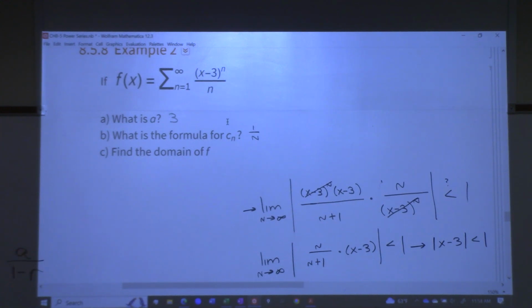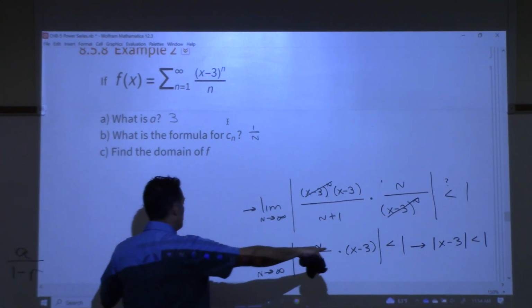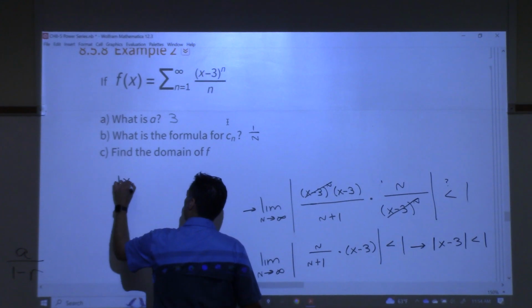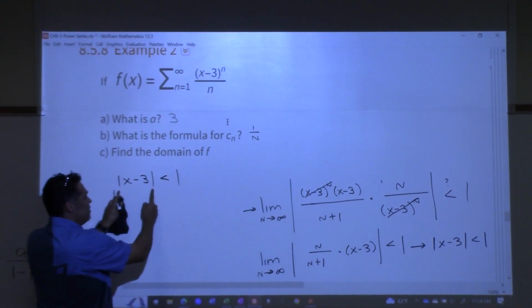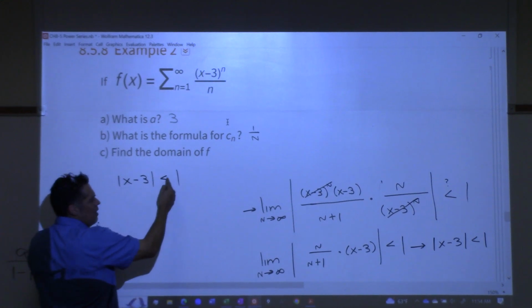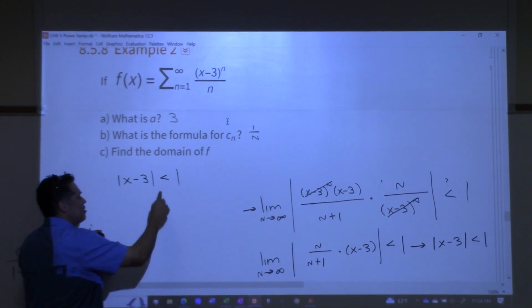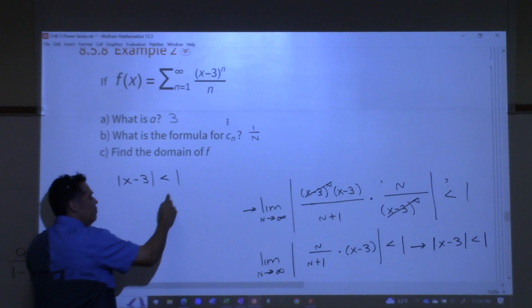What we need to do is we all need to know how to solve that, and I know some of you don't, it's okay. I'm going to show you real quick how to solve this absolute value inequality. Whenever you have an absolute value inequality like this, I have the absolute value by itself, less than or greater than, doesn't matter what's here, 1. Well, actually less than, let's stick with less than 1.